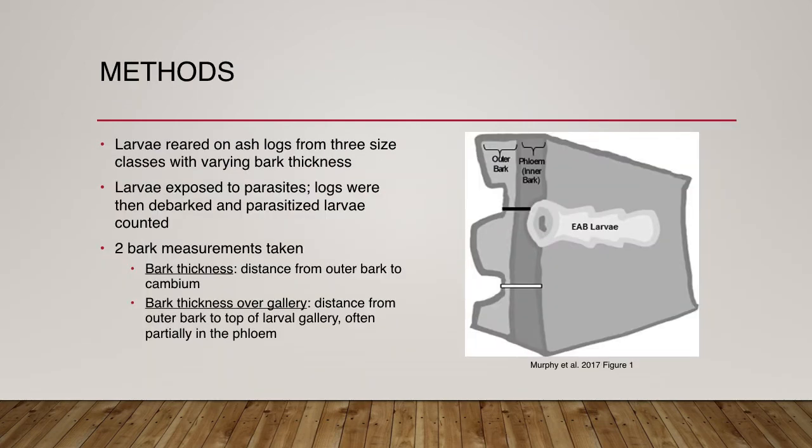So they raised larvae on ash logs from 3 different size classes with varying bark thickness. They exposed the larvae to parasitoids, and then eventually they debarked the logs and counted the larvae that had been parasitized. They also took some bark measurements. They looked at bark thickness, which was the distance from the outer bark to the cambium, and bark thickness over gallery, which is the distance from the outer bark to the top of the larval gallery, since the larvae are often feeding partially in the phloem.